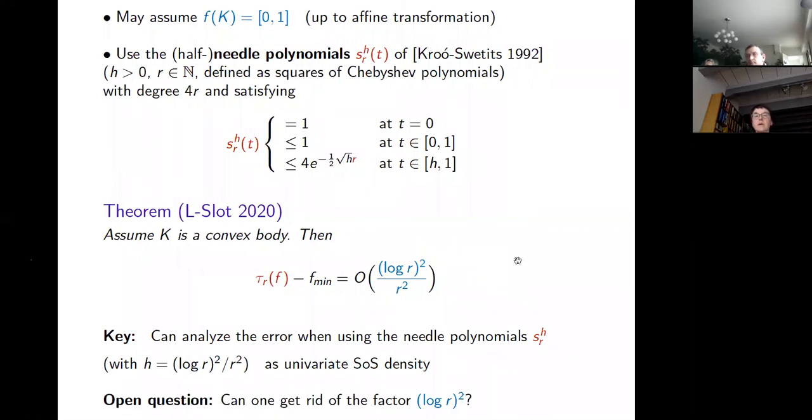And the natural open question is whether this log R factor is an artifact of the analysis, or is it needed or not? My guess is that it's not needed, but we don't see how to get rid of it.